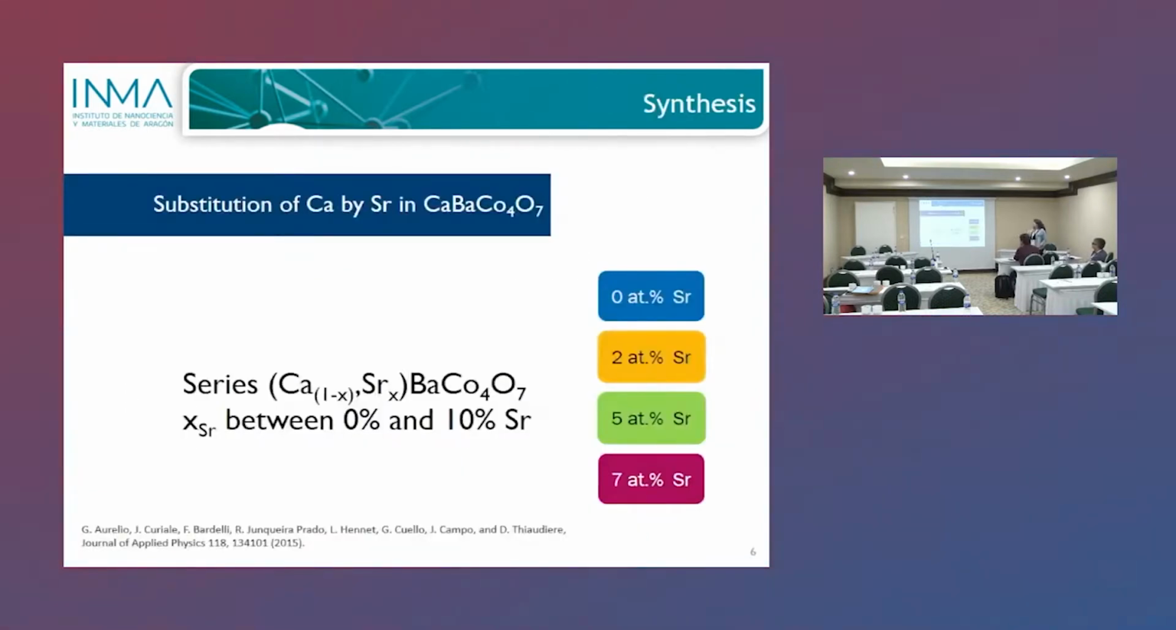What I will be showing you today is what happens when you start playing with this 2+ cation at this site of the structure. So we replaced calcium by strontium, and we prepared a series of samples. The highest level we could achieve for pure samples was 7 atomic percent strontium, because if you go higher, you start to segregate strontium. So we did very careful measurements to verify that we were putting strontium really at that site, and that the samples were pure.